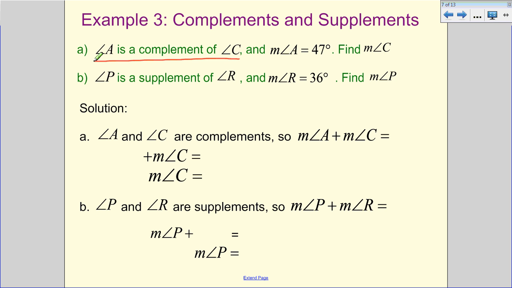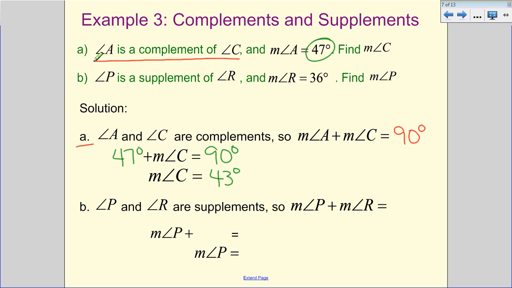So if we go down and take a look at the solution for this, it says angle A and angle C are complements. So the measure of angle A plus the measure of angle C is 90 degrees. So that means I can start using some substitution. 47 degrees plus the measure of angle C has to equal 90 degrees. We solve this as we would any other equation. We're going to subtract 47 from each side. And so when we subtract 47 from each side, we end up with measure of angle C equaling 43 degrees.